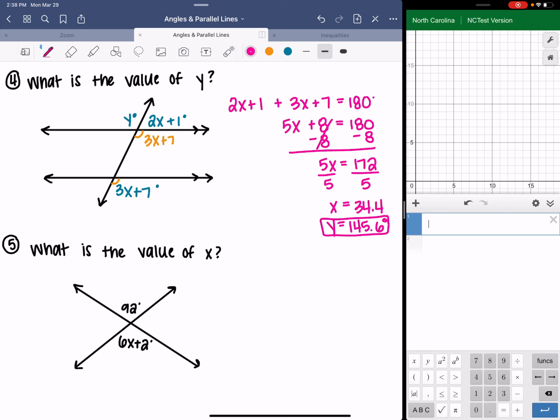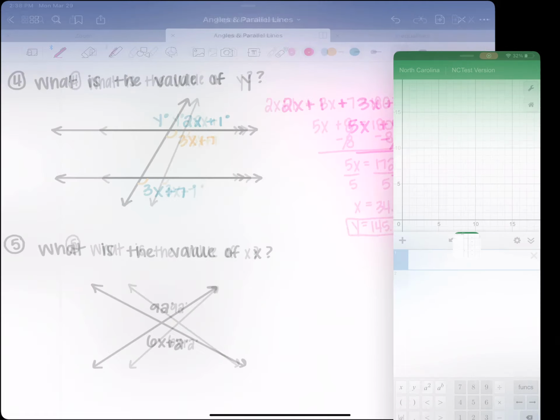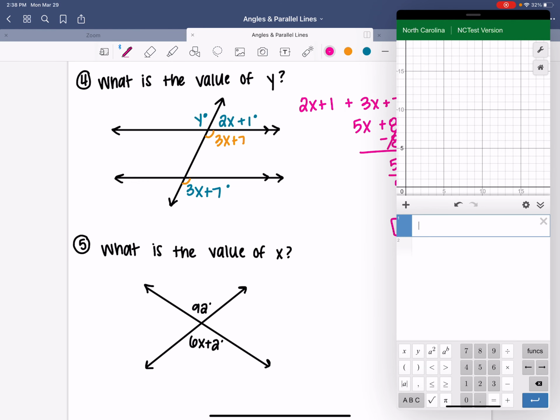Alrighty, now we have, what is the value of x here? Right, in this one, we actually have vertical angles, so they are congruent, and we would need to use just 92 equals 6x plus 2. Right, because they are equal to one another. So subtract 2 on each side. So 90 equals 6x, and 90 divided by 6 is 15.